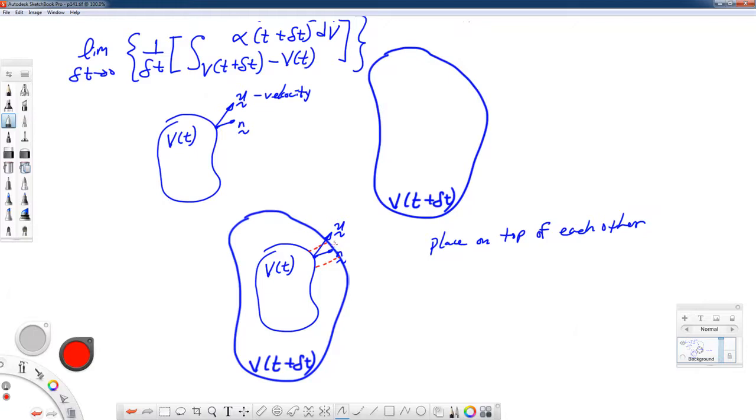Now, if we were to look at this difference between v and the v of t plus delta t surface, what we would have would be, if I can draw it, a little bit of surface from the original volume v, and then it's projected onto that volume of v t plus delta t.